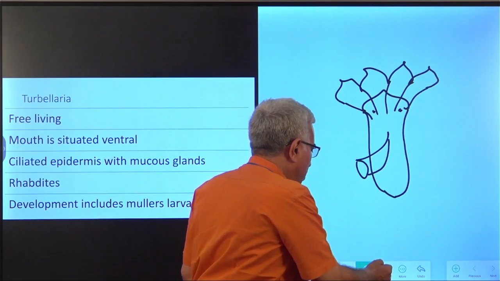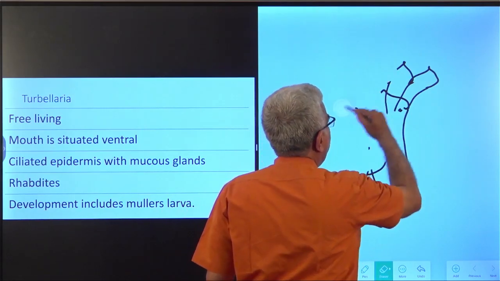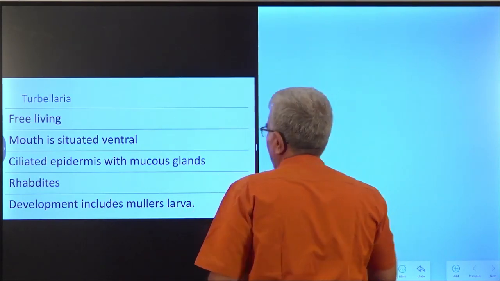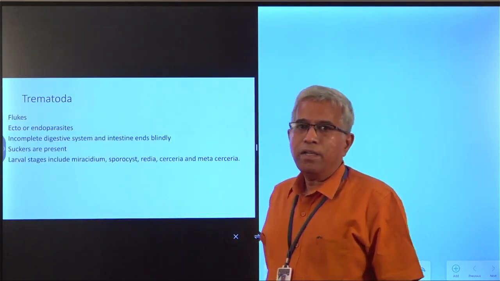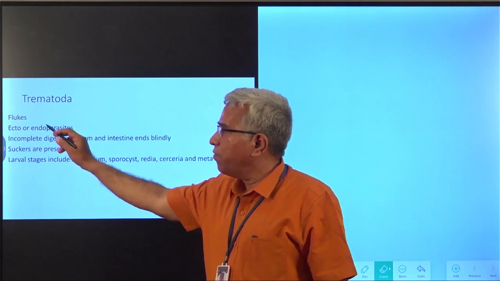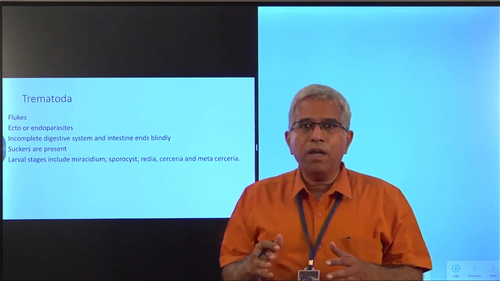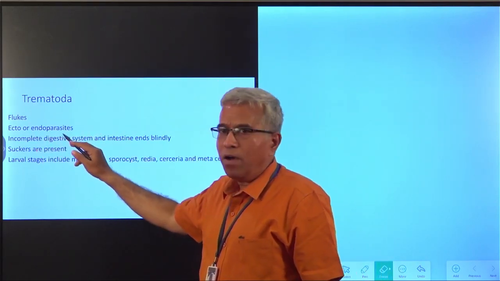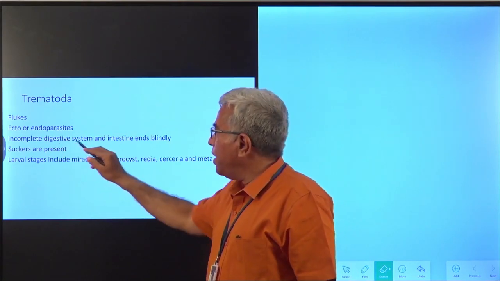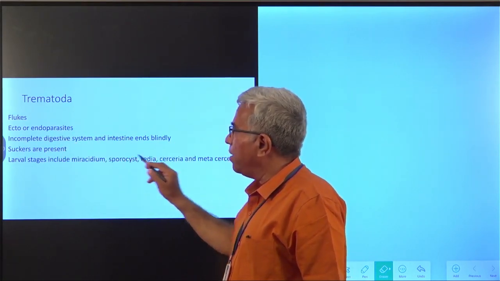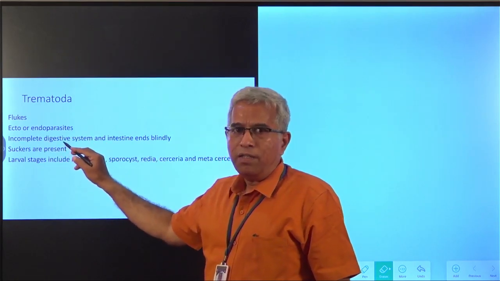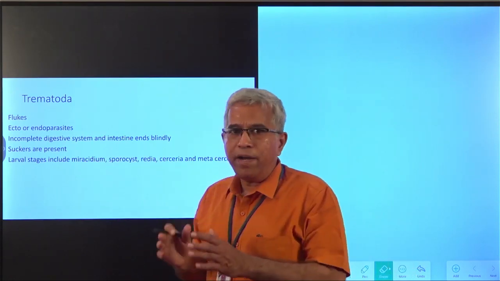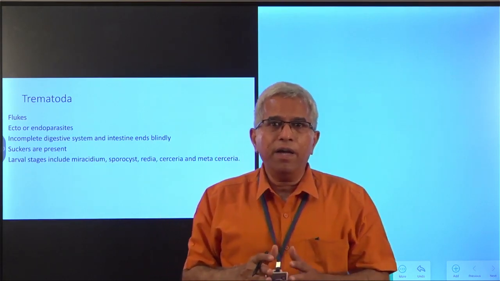Now let us go to one more class, that is nothing but Trematoda. So here you can see the next class, namely Trematoda. This includes flukes. You might have heard regarding liver flukes in lower classes. These flukes are either ectoparasites or endoparasites. Incomplete digestive system and intestine ends blindly. That means mouth is present, but anus or cloaca are absent, and the intestine ends blindly in the form of blind sacs called intestinal ceca.